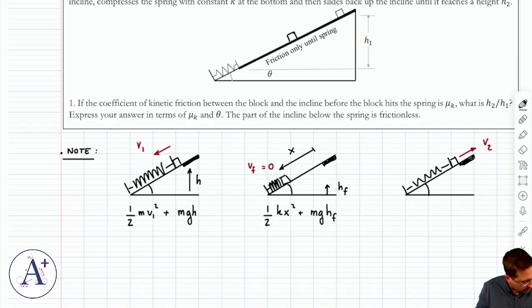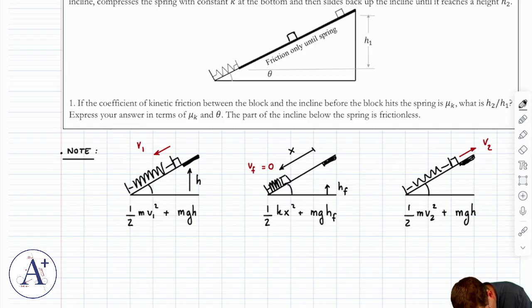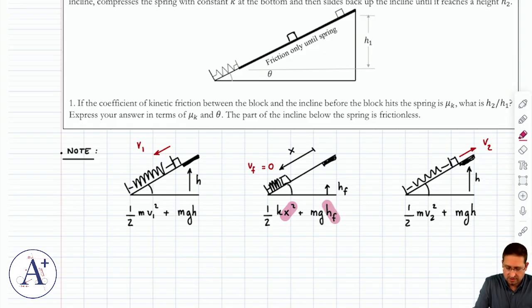And then here, as we launch back up, it's going to be 1/2 mv2 squared plus mg, well, we're back to h, right? So I don't know x, I don't know h final. I don't care. This is an intermediate state. I could be asked to solve for those, but nobody asks me. I'm writing it so that I can write the mechanical energy throughout. And what I want to convince myself of is that this is equal to this is equal to this.